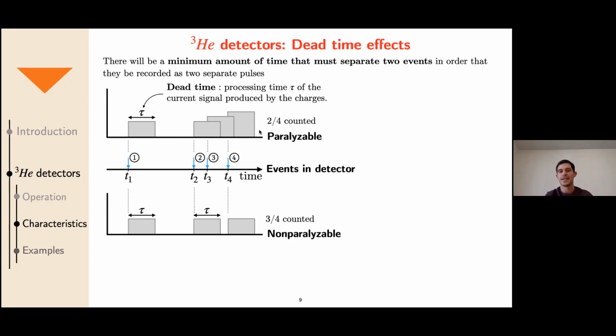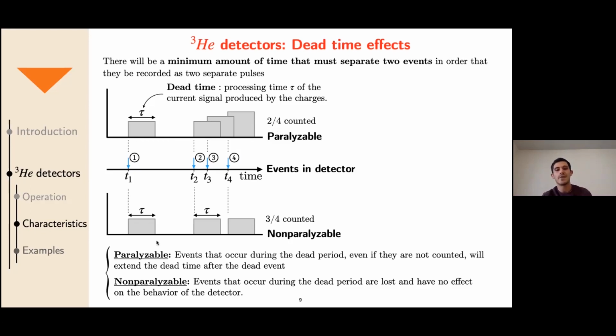There are two possible cases. For the paralyzable detector, the events that occur during the dead period, even if they are not counted, will extend the dead time after the dead event, which means that for the fourth neutron, the time that we are going to use is T4 minus T3.